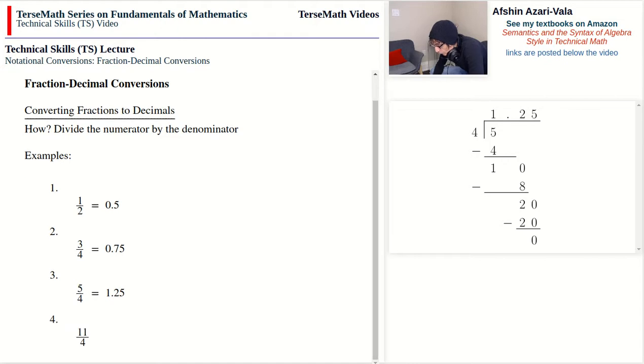Okay, problem number 4. Here we have another improper fraction, and this one I'm going to leave to you to do the long division. If you like, you can pause the video and do the division. A bit of practice every now and then is helpful. Then once you're done, you can take a look at the answer, and it should turn out to be 2.75 or 2 and 75 hundredths.